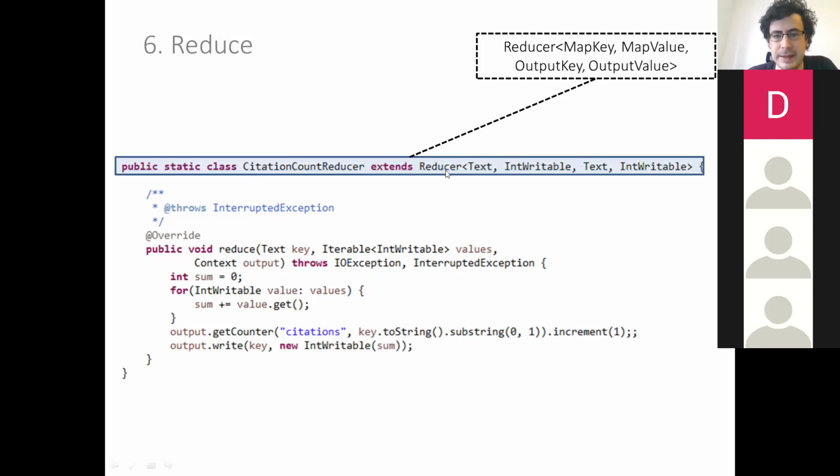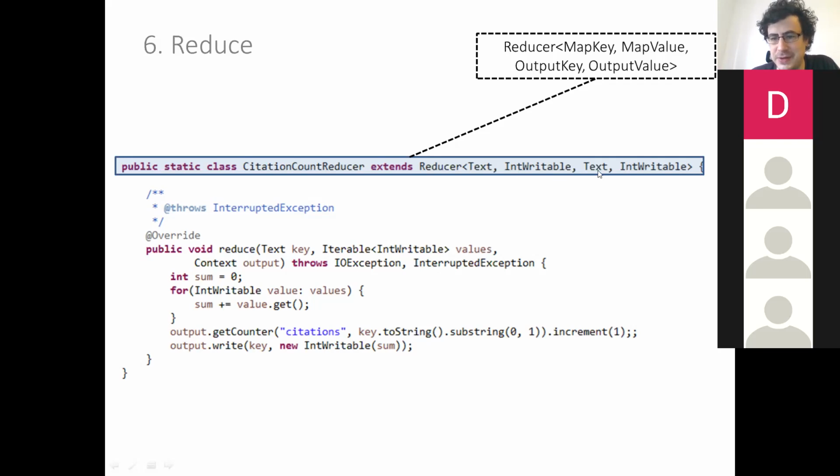has to extend the reducer class, and we have to pass 4 generics similar to the map. So we need to pass the input key for the reducer and the input values for the reducer and the output keys of the reducer and the output values of the reducer. So the input key and the input value here must correspond with the map you're using. So the map we're using will output a citation and a 1. So it will be text for the citation, string, the name of the paper, and 1.